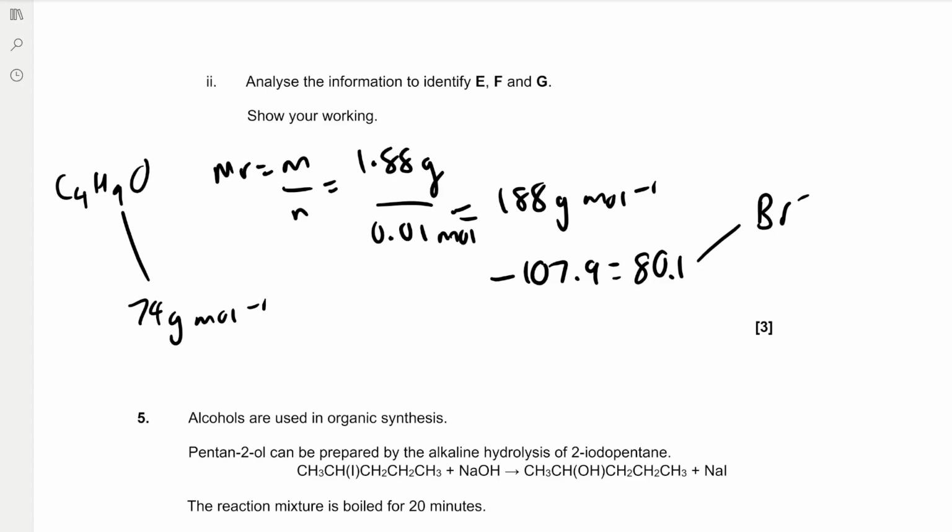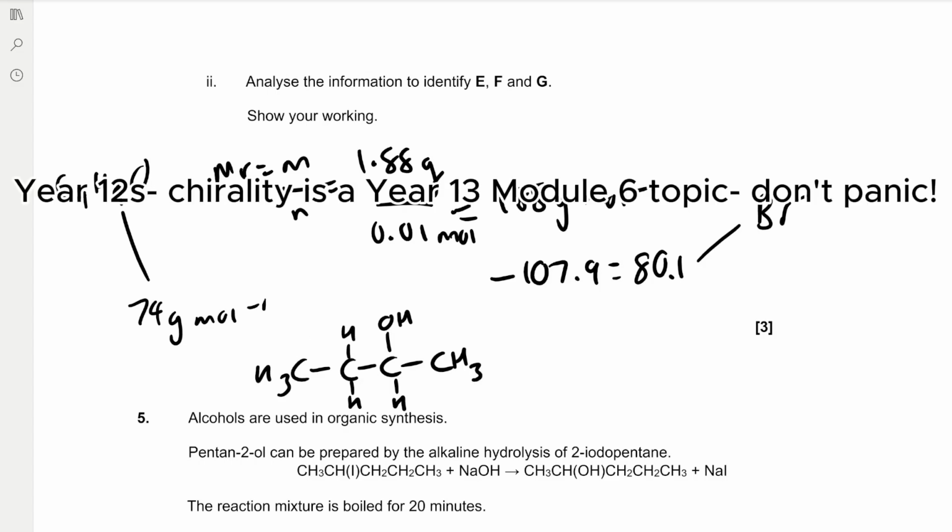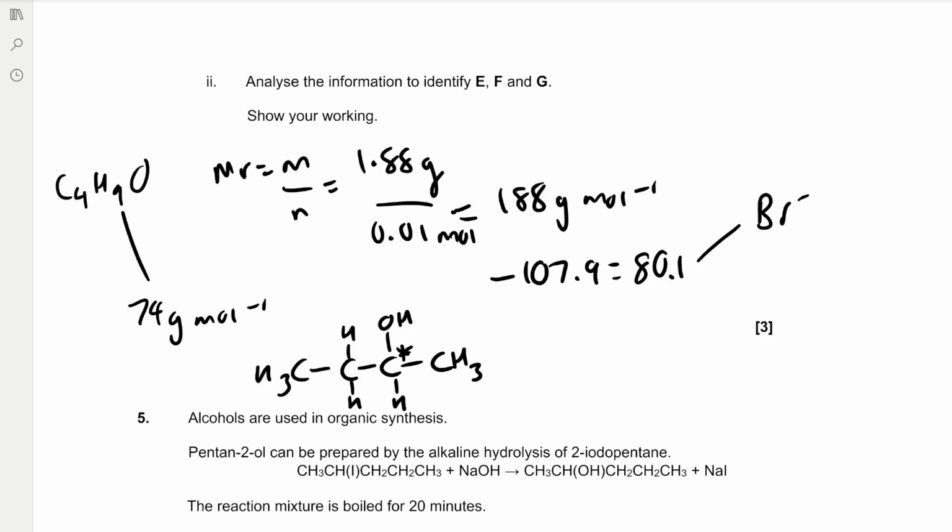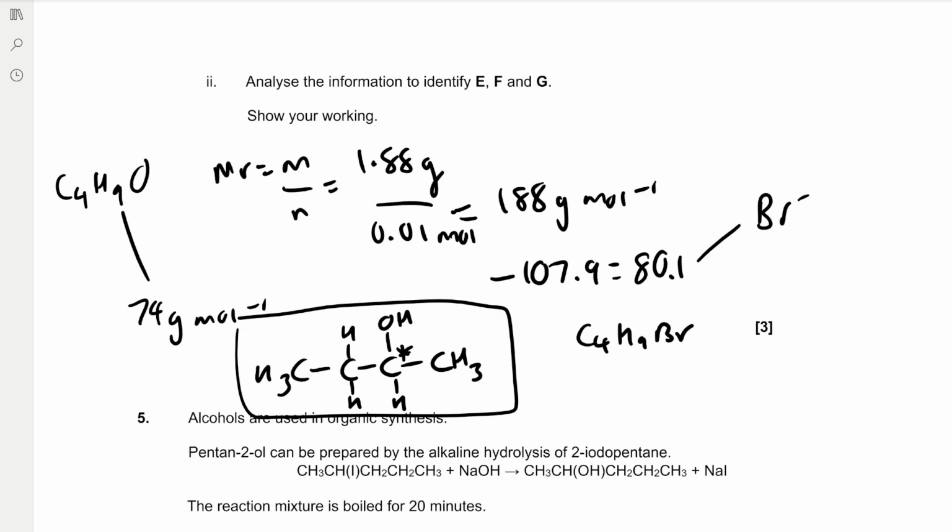And then the only structure with a chiral carbon, remembering that a chiral carbon is one which has 4 different groups attached, is this structure. Because as you can see, this carbon here is chiral because it has an alcohol group, a hydrogen, a CH2 group and a CH3 group attached. So it has 4 different groups attached. So that is F. And then we can identify E because E is a haloalkane and it must be C4H9Br because it has to be the same halogen as the precipitate G. And then it will have the same structure as F, so it will look like this.